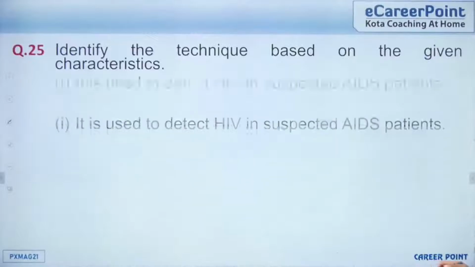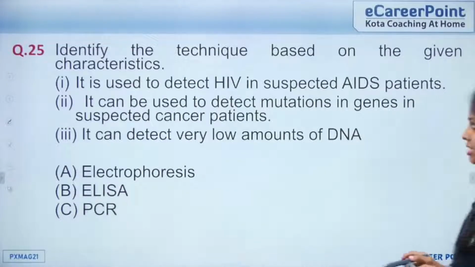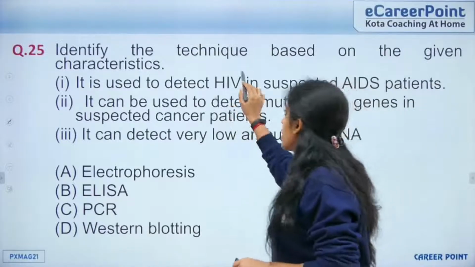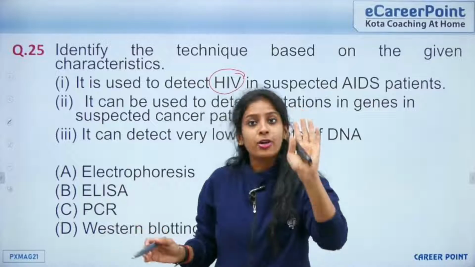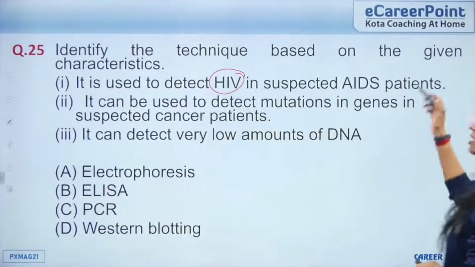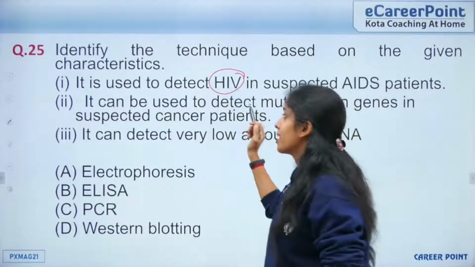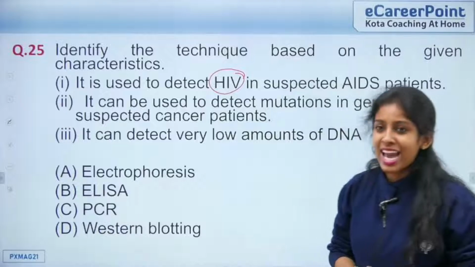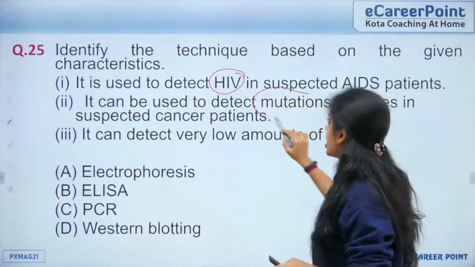So coming to the last question for the evening. Identify the technique based on the given characteristic, right? So it is used to detect HIV. The moment you read this, you will end up at ELISA. But hold on, please read it fully. It is used to detect HIV in suspected AIDS patients. It can be used to detect mutation in genes suspected in cancer patients. So can ELISA do this? So it can be used to detect mutations.